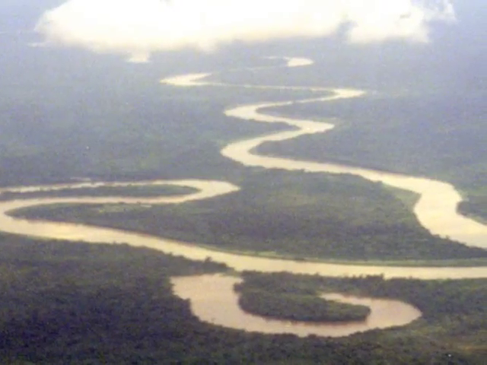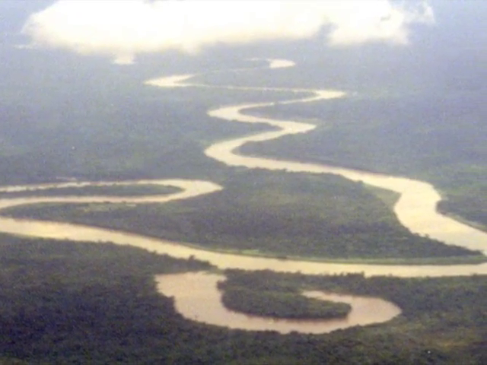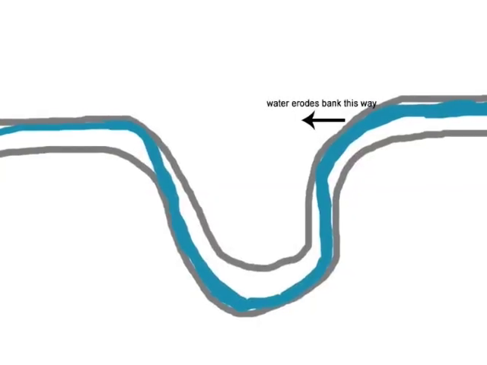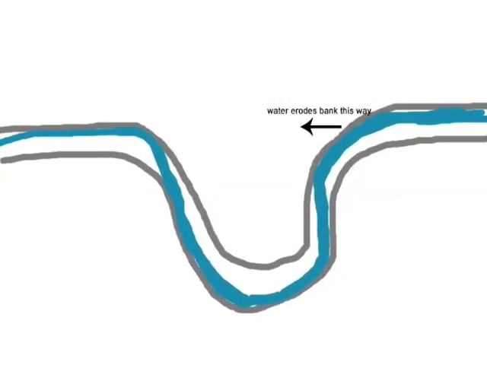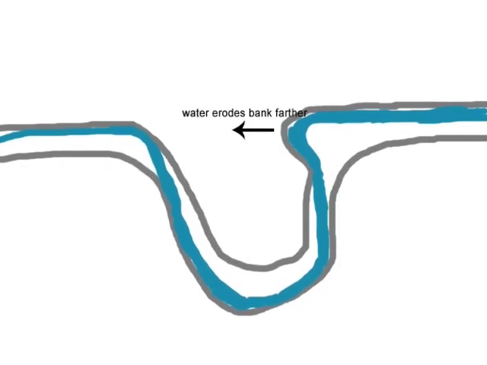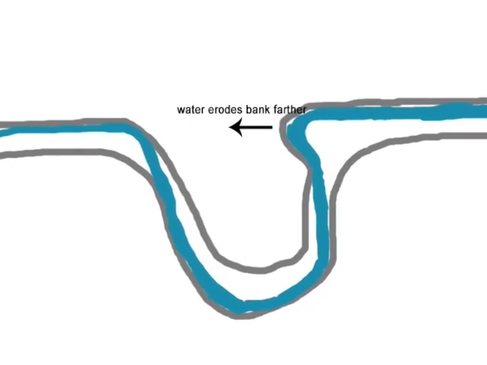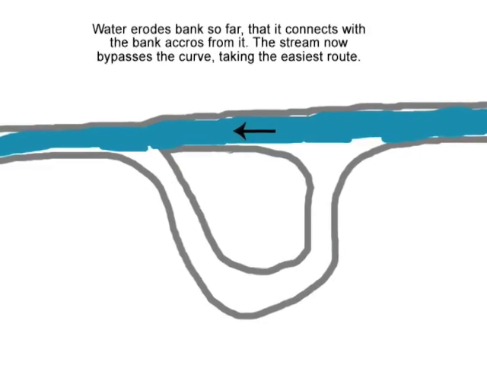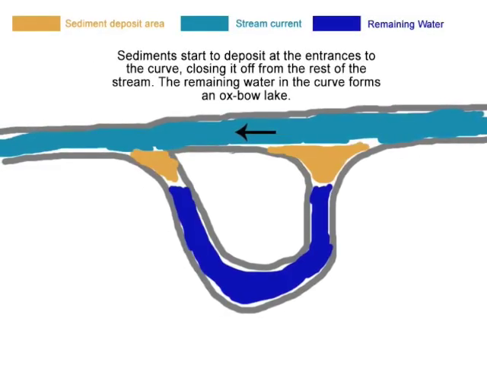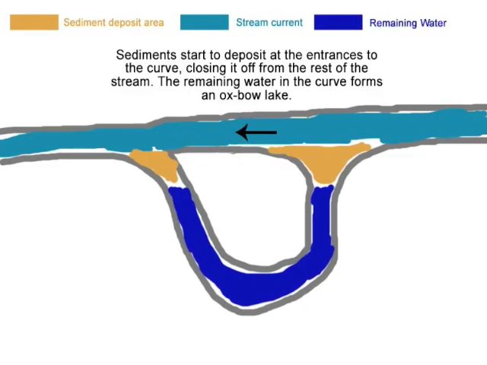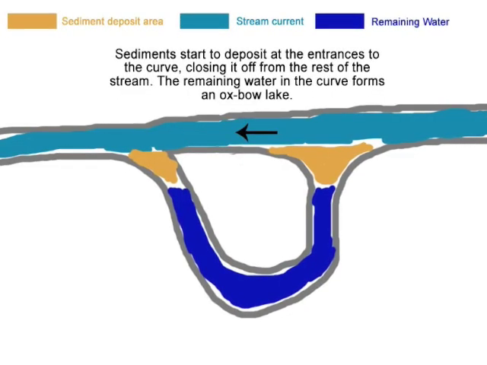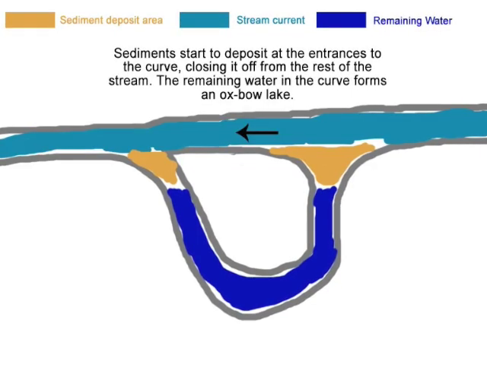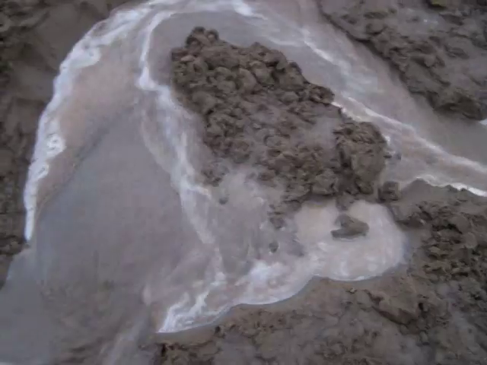Another formation created by meandering rivers is an oxbow lake. An oxbow lake forms when the bank at the start of a wide meander erodes farther and farther until it connects with the opposite bank. The stream then bypasses the curve, taking the easiest route. As sediments are deposited at the entrances to the former meander, it becomes closed off from the stream. The formation left is called an oxbow lake.